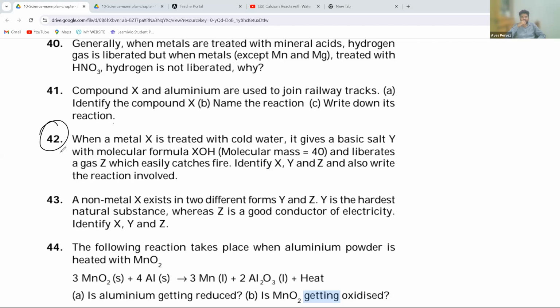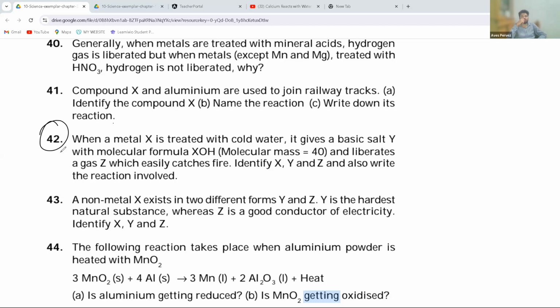Can anybody guess what the compound X is? What is the compound X? Sir, X is calcium. X is sodium. Sir, I think X is potassium. Yes, Junaid? I think it's calcium. Okay, calcium. X is sodium, yes, Aisha is saying.